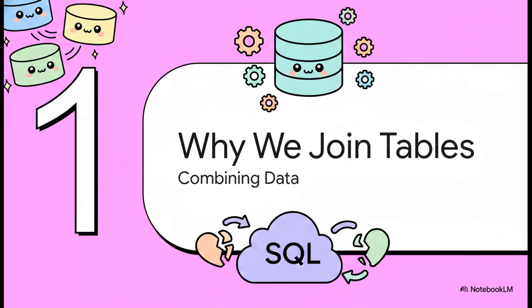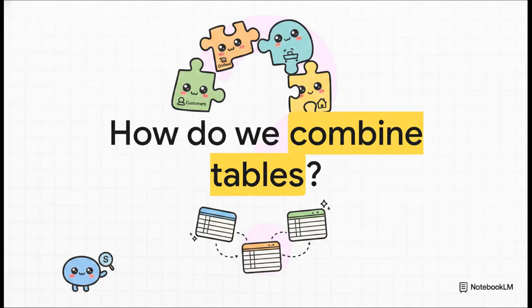All right, part 1, why we join tables. Let's dive right into the foundational question of why we even need to recombine fragmented data in the first place. So how do we actually go about combining tables? Well, in the real world, databases are highly organized, which ironically means your data is usually scattered across multiple places. You might have one table just for your customers, another entirely separate one for their orders, and maybe even a third for shipping addresses. When you want to see the whole picture, you have to decide exactly how to stick those puzzle pieces back together.